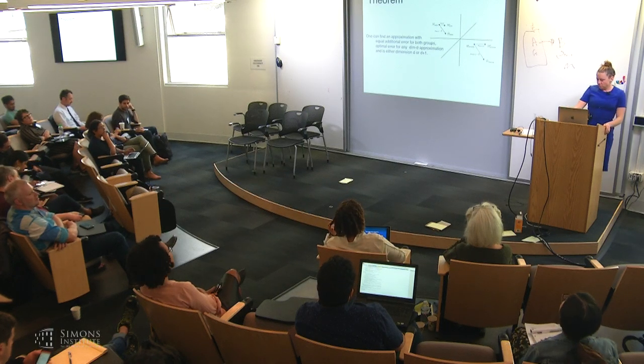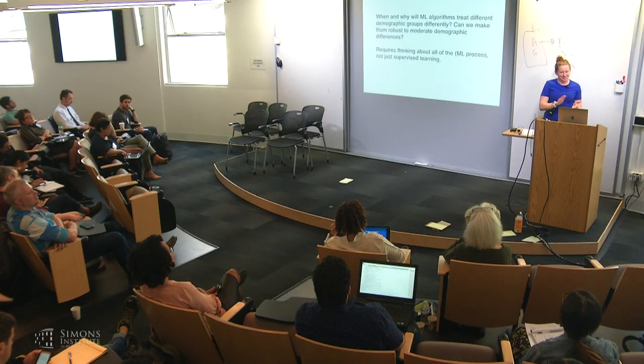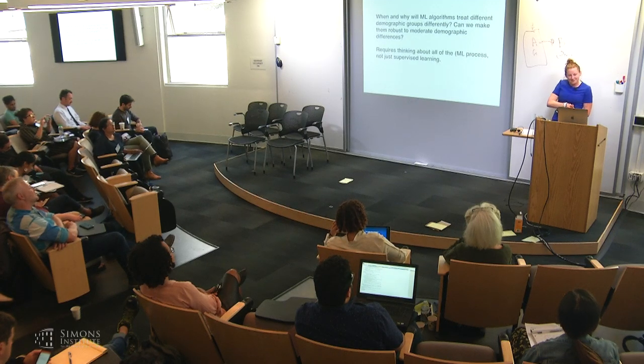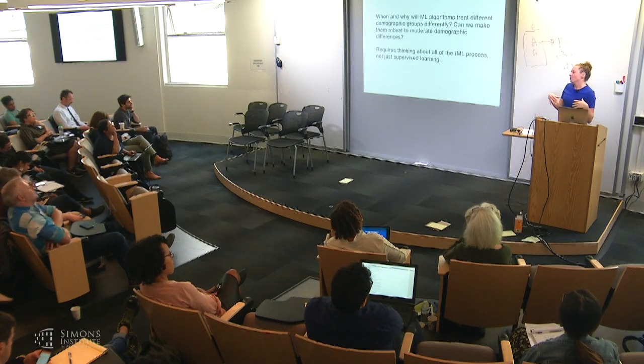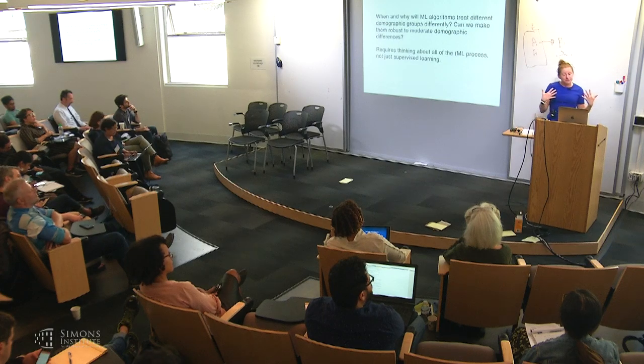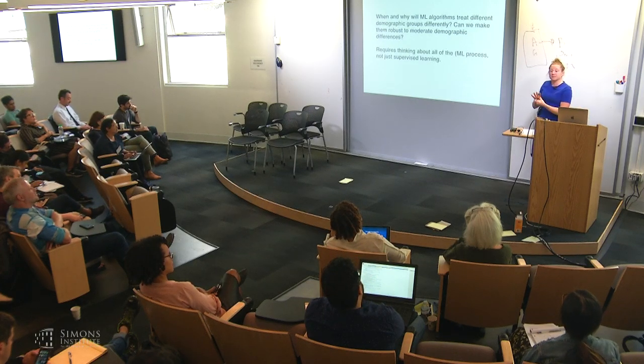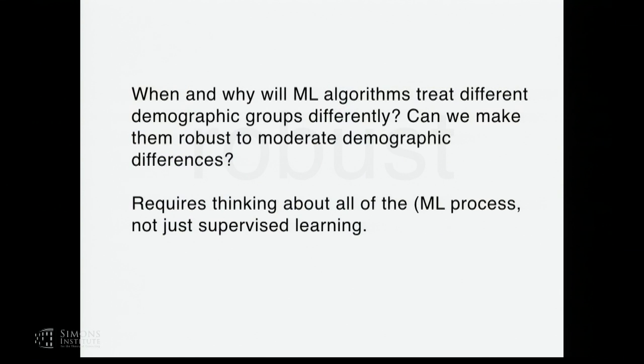Yeah. Okay. So I just want to have this as the takeaway slide, right? I think it's really important that we think about why our machine learning methods treat different demographic groups so differently, and to try to make them as robust as possible, which often means thinking beyond just supervised learning, like are we doing similarly in terms of prediction rates for this very specific prediction task for different demographic groups. And this really requires that we think about the entire process by which we are coming to our scientific conclusions, machine learning and otherwise, not just thinking about supervised learning.